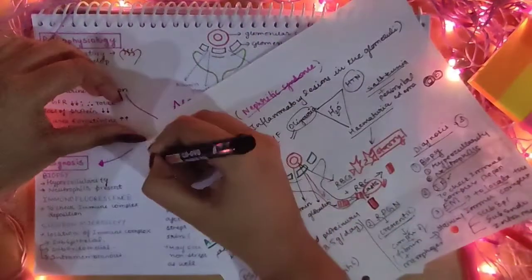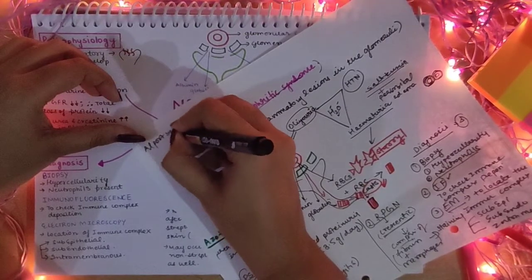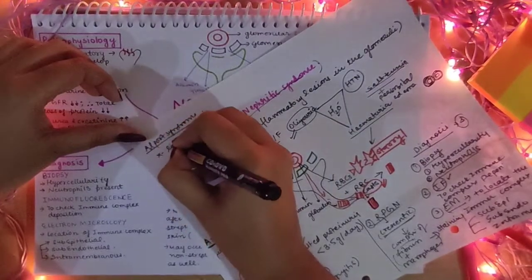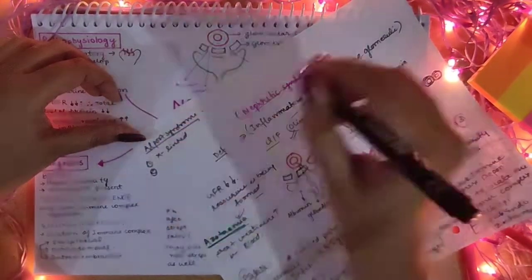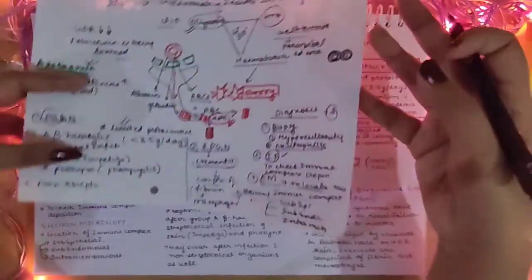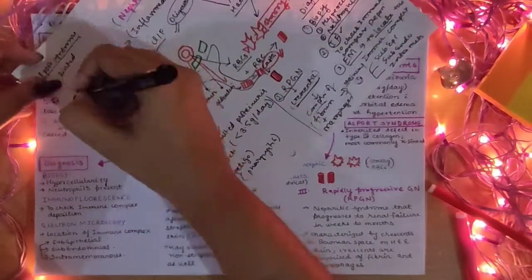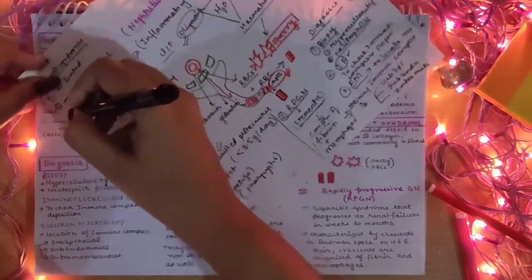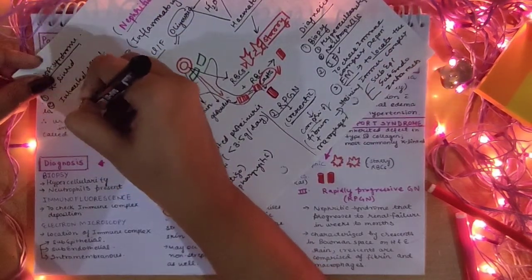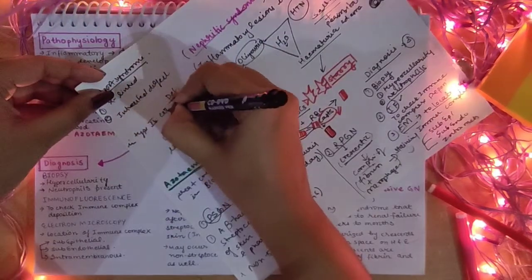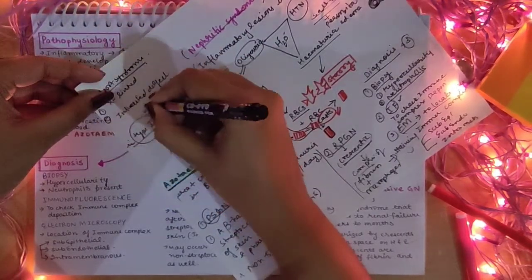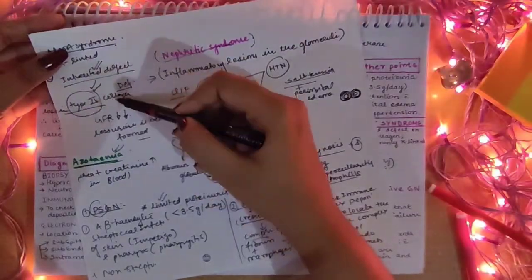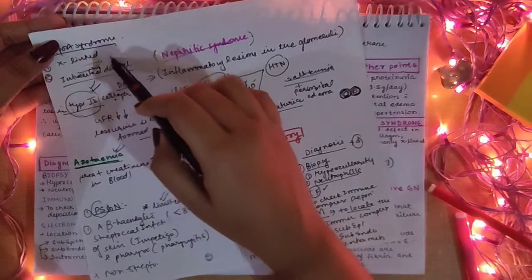Now the last point I want to mention is Alport syndrome. You must be wondering what is Alport syndrome. It is X-linked, first of all. And how does it occur? It occurs due to an inherited defect in type 4 collagen. It is commonly X-linked.